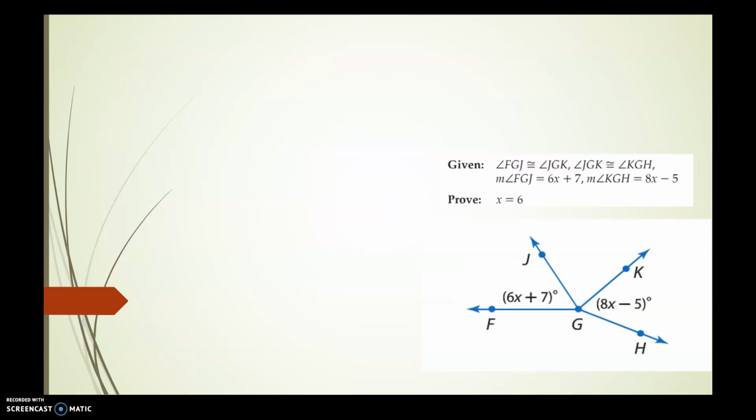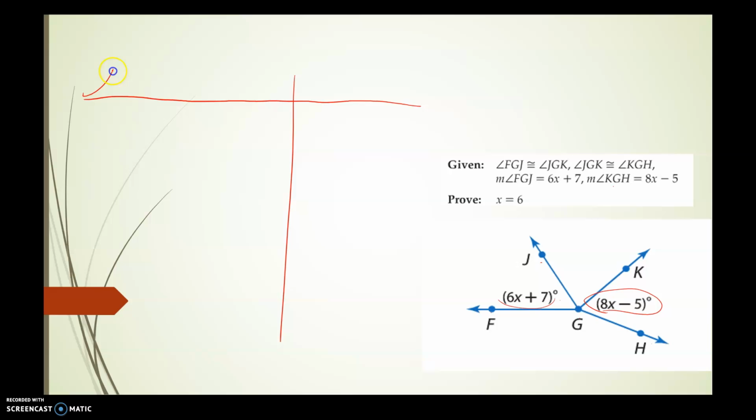So we're going to use these properties. So here we have, I'm given angle FGJ is congruent to JGK. And then angle JGK is congruent to KGH. So that's all given. And then FGJ is equal to 6x plus 7, and KGH is equal to 8x minus 5. I want to make this proof.